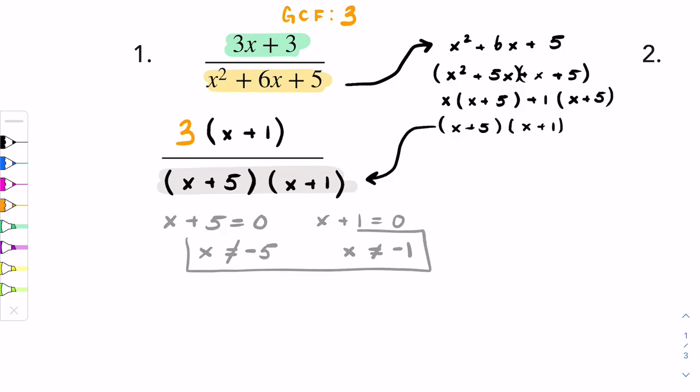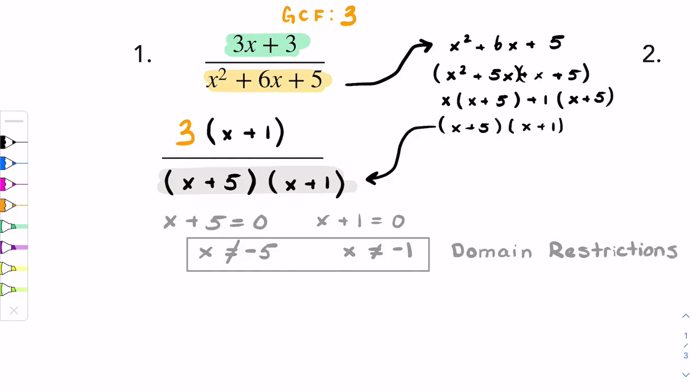So these right here are called your domain restrictions. And in parentheses, I'm going to write excluded values. You'll see me call it both things, so make sure you know it's the same term, or it's the same step.